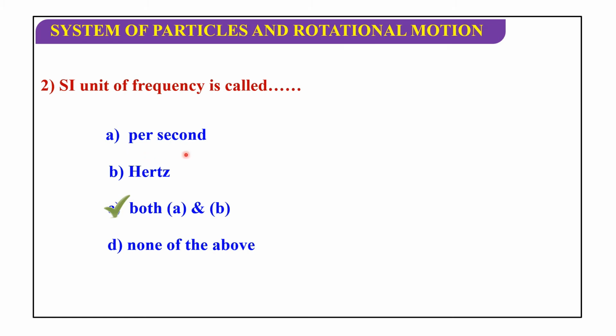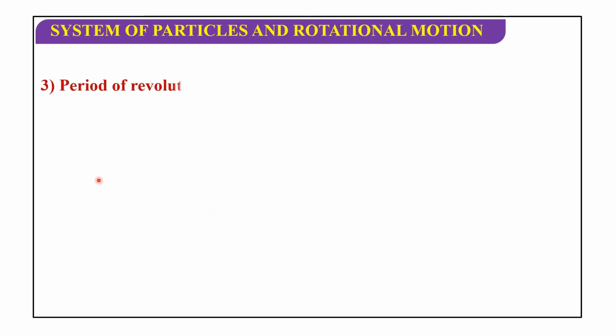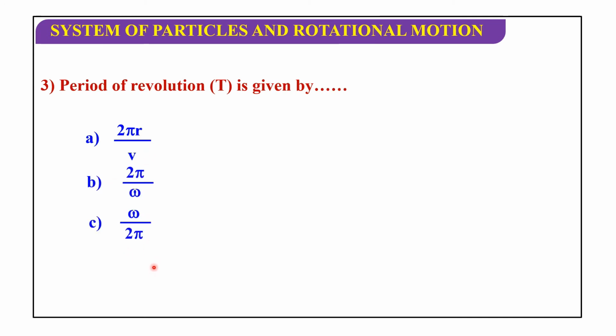We can take per second or hertz. Why? Because n is equal to 1 by T, which is nothing but per second or hertz. So that's why both A and B is the correct answer. Period of revolution T is given by: 2 pi r by v, 2 pi by omega, omega by 2 pi, both A and B. Period of revolution T is given by both A and B, 2 pi r by v, or can be written as 2 pi by omega.